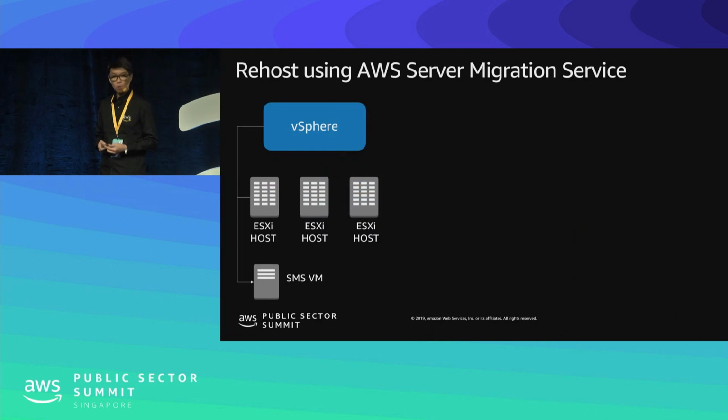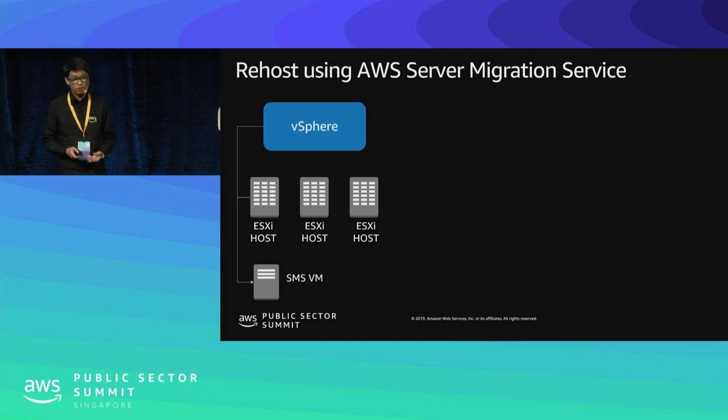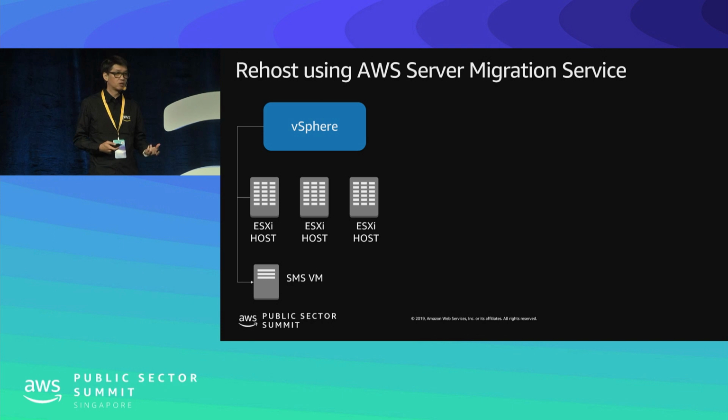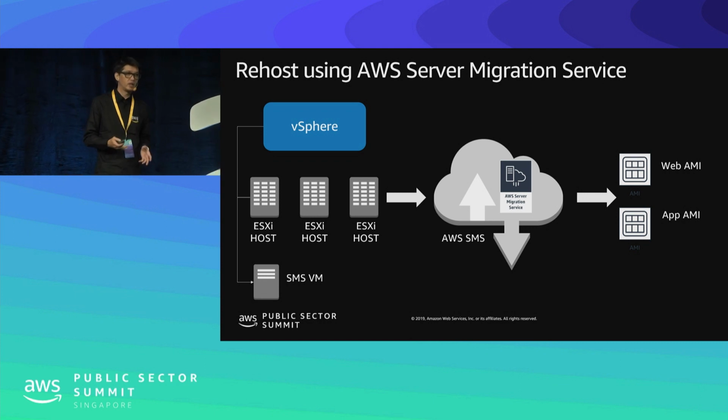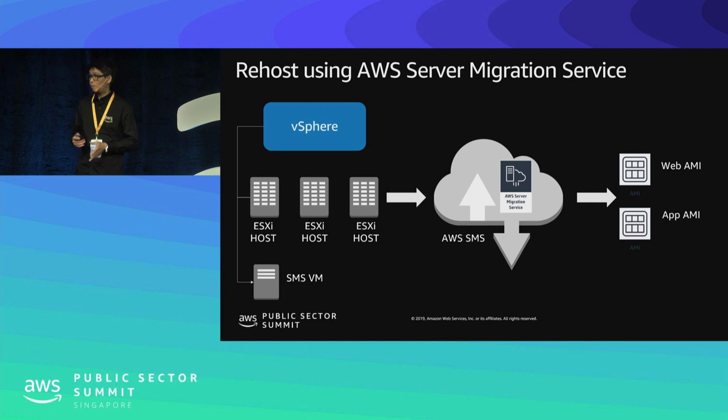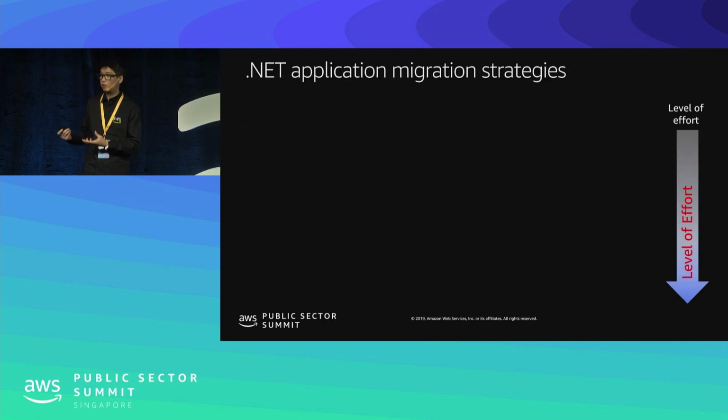So let's say we are going to rehost a server application. For example, here I have a web app running on vSphere. I deploy the SMS connector onto the vSphere itself. The Server Migration Service continuously copies the data and generates an Amazon Machine Image in the cloud. And with that, you can deploy those AMIs as EC2 instances.